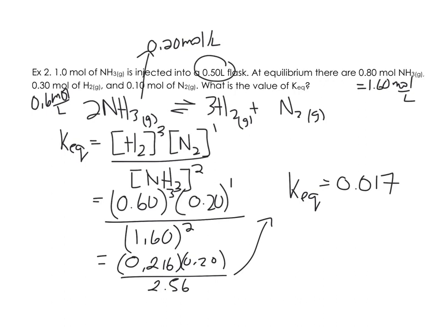So this tells us there's way more reactants at equilibrium than products, so our equilibrium lies to the left. The lying part is based on the arrows in the equation, so the equilibrium lies to the left with ammonia.